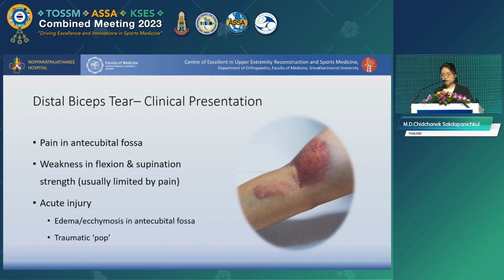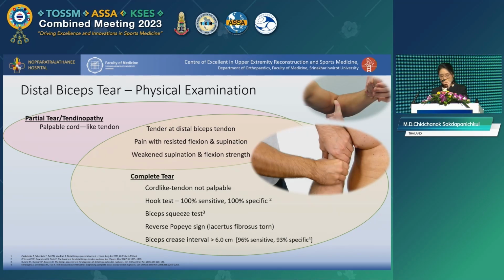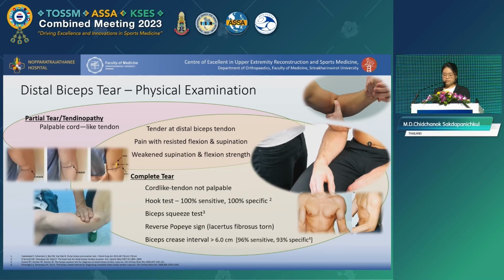Symptoms usually are pain and weakness. In physical examination, there would be tenderness, and weak flexion and supination strength. The cord-like tendon is palpable when it's a partial tear or tendinopathy. It would not be palpable in a complete tear, but sometimes the intact lacertus fibrosus can be mistaken as the biceps tendon. Specific tests for a complete tear are the hook test, biceps squeeze test, reverse Popeye sign, and the biceps crest interval of more than 6 centimeters.